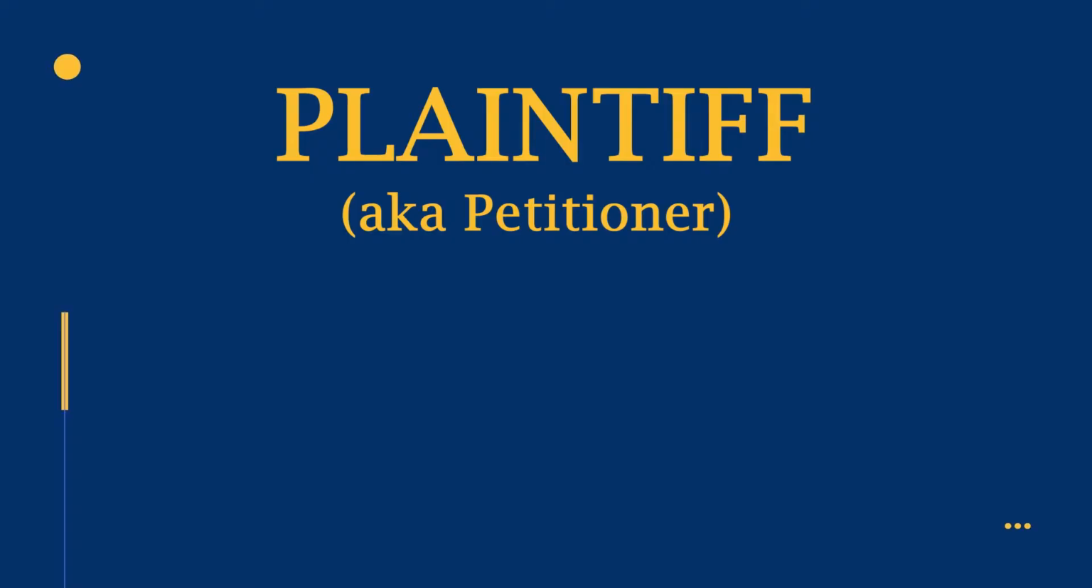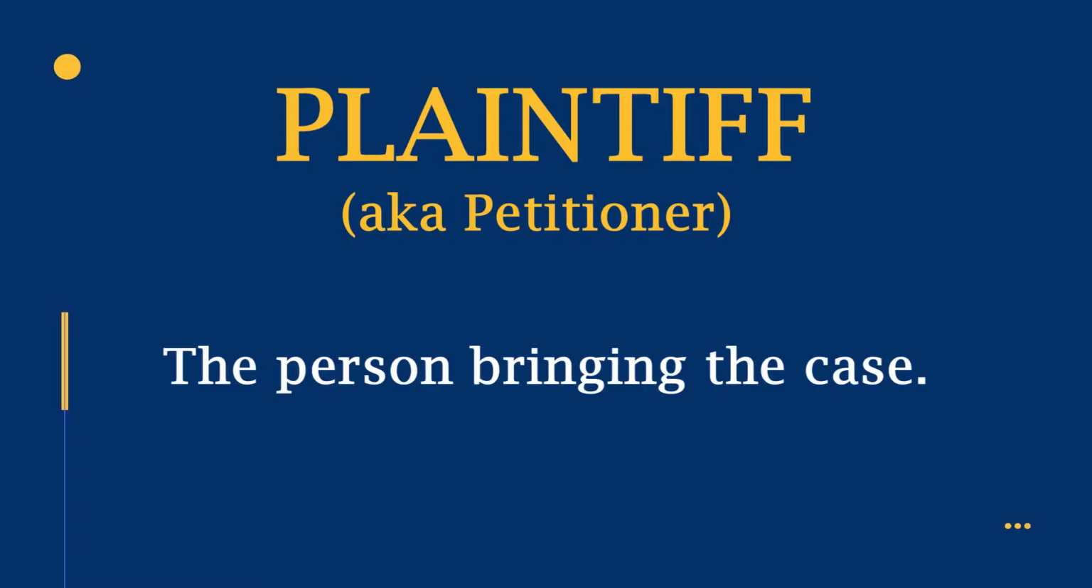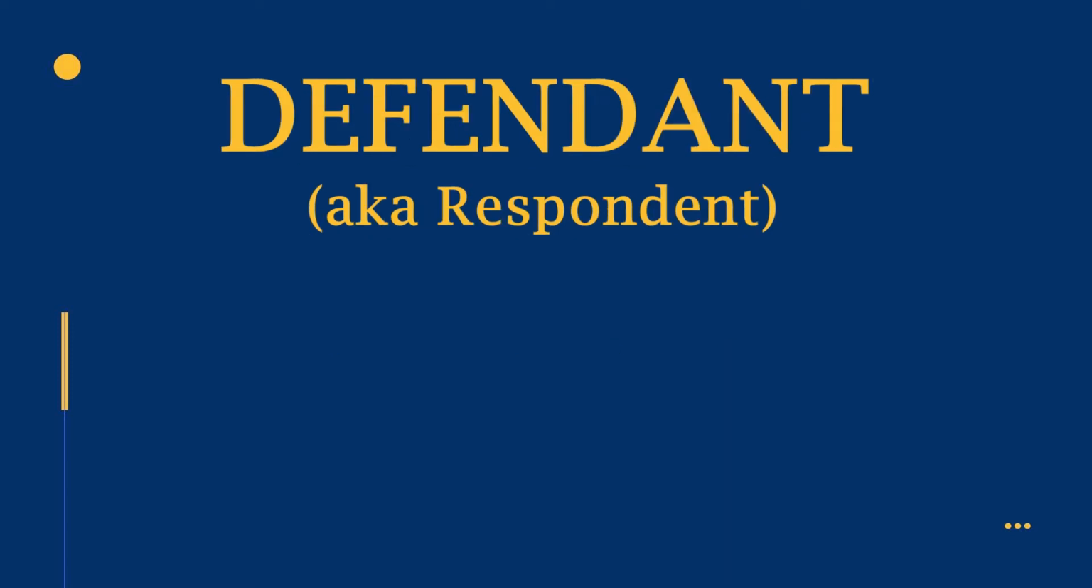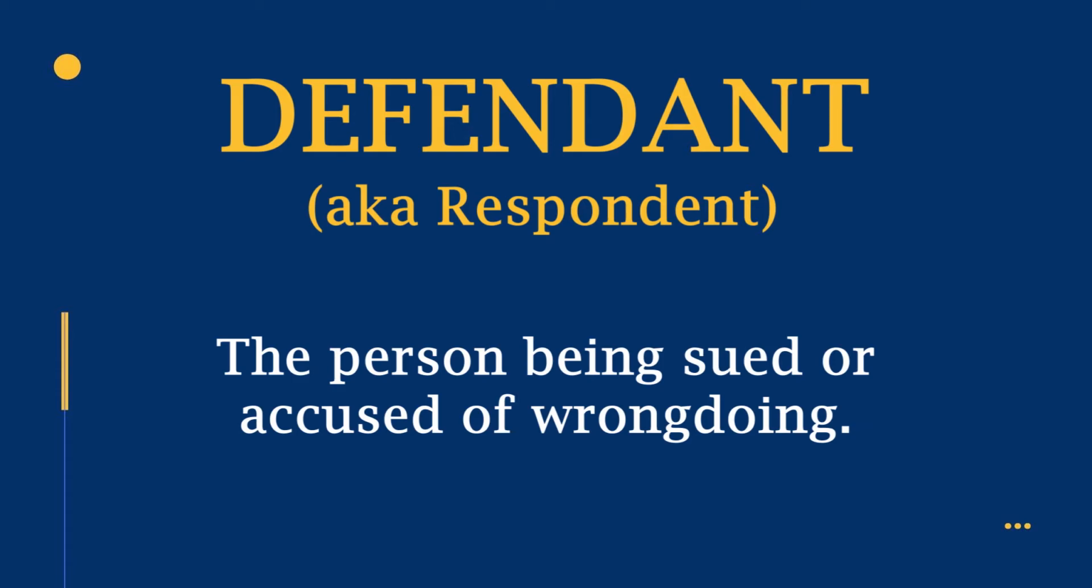Before we explain what happens in a trust and estate litigation trial, it will be helpful to know the correct terminology for both parties. The plaintiff, or the person bringing the case, is called the petitioner, since they are petitioning the court for assistance. The defendant, the person being sued or accused of wrongdoing, is called the respondent. So the petitioner is usually the party challenging the validity of the document, and the respondent is defending the document's validity.